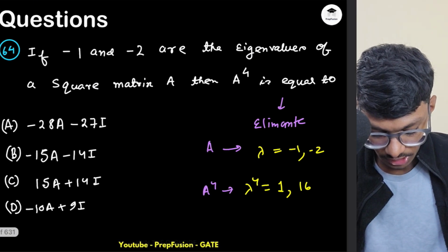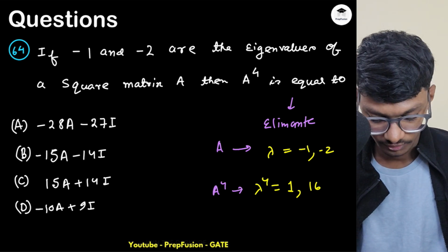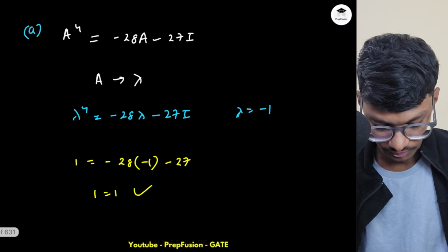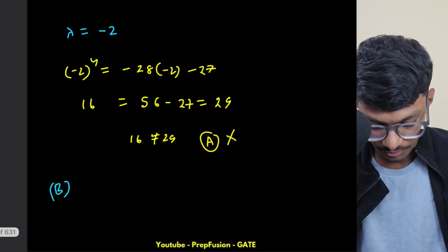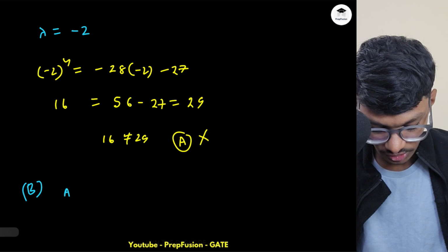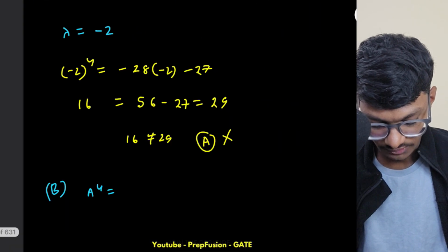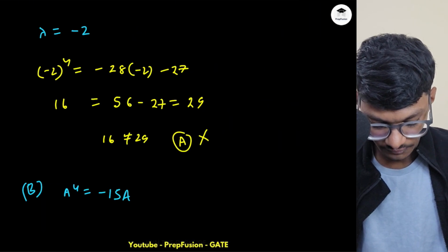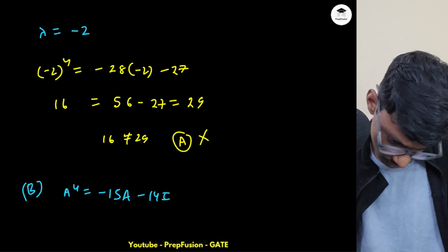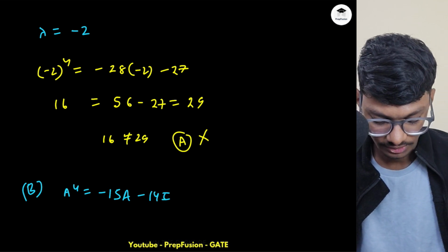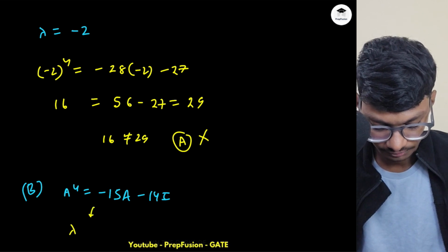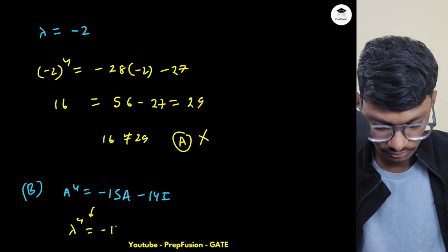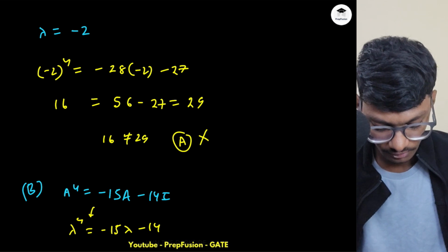So let me check the second option, option B. Here it is saying that A raised to power 4 equals to -15A minus 49I. So if this is -15A minus 49I, now I will replace this with lambda raised to power 4.